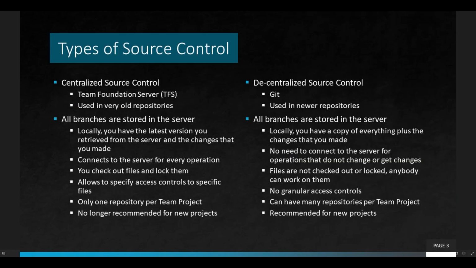Here, the first thing that we're going to cover is the types of source control. We have in Azure DevOps two ways to manage our code. One is centralized source control, which is an old way that is still supported but is not recommended, using Team Foundation Server. And we also have decentralized source control, which is a new way that most companies are working now, using Git repositories.